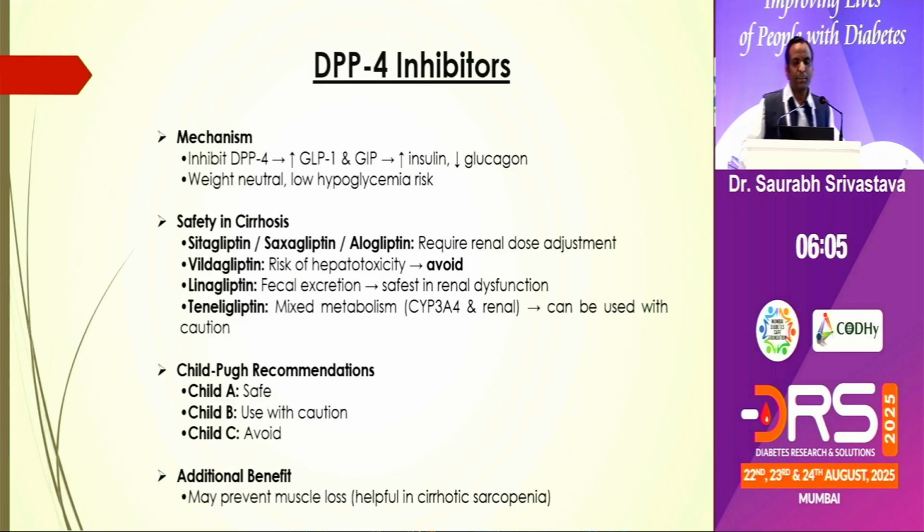DPP-4 inhibitors are safe in cirrhotic patients because they are weight neutral and they have lower hypoglycemia risk. However, in renal impairment, the dose should be adjusted. Linagliptin has the safest renal profile, so it can be given. In A, it can be given. In B, it can be used with caution, and in C, it should be avoided. The important thing with DPP-4 inhibitors is that some of the studies have shown that it increases the risk of complications, that is encephalopathy, and progression to fibrosis is more with DPP-4 inhibitors, but it is not well documented.